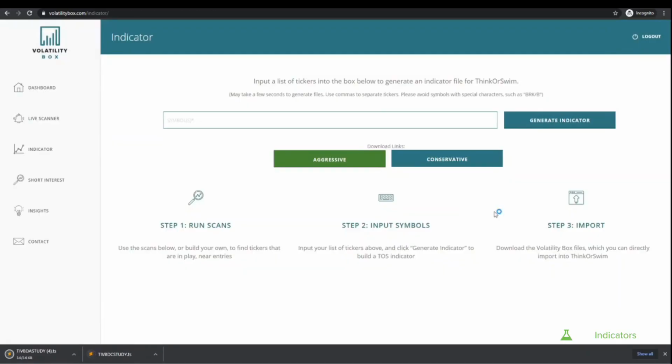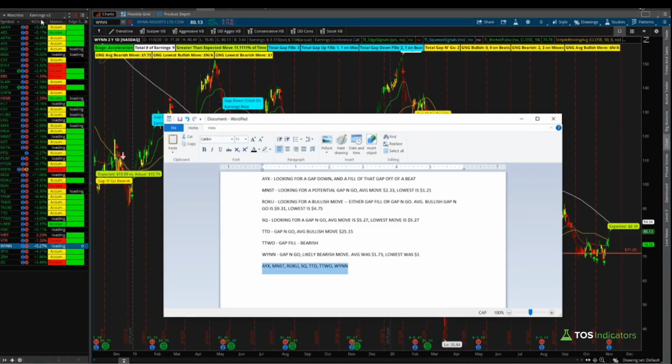So I would download both the aggressive and the conservative for not only those that we took a look at, but you can also go through any of these other stocks or generate them for all of them and take a look at that to try and essentially be prepared for any stocks in which we have earnings reversal plays.